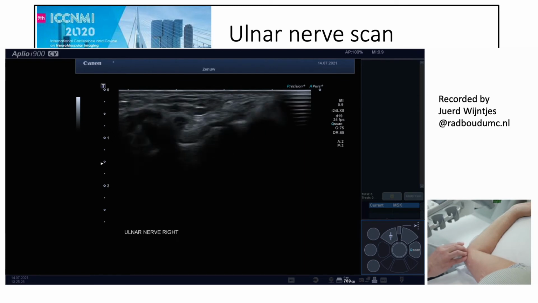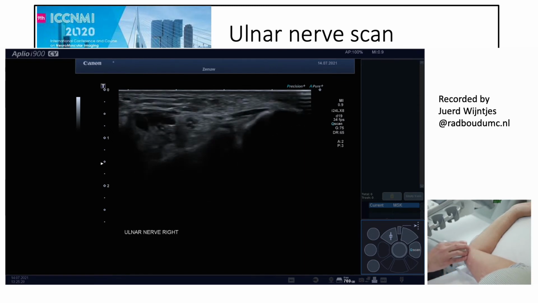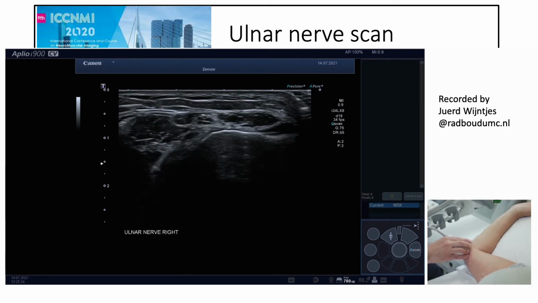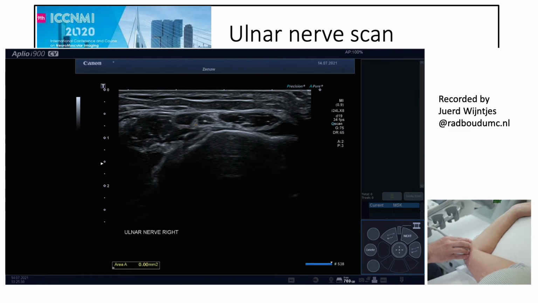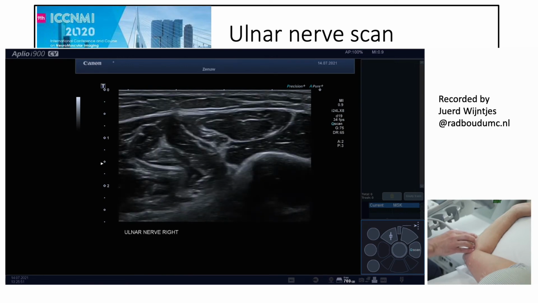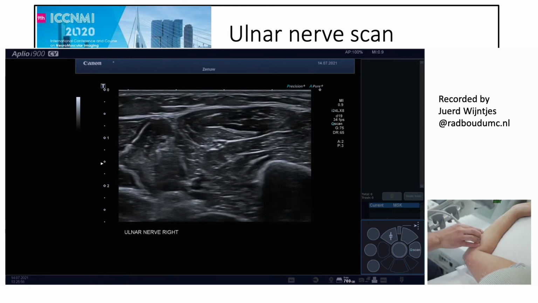And now we move distally around the medial epicondyle, and again we are there. This is the triceps muscle. These are the two heads of the flexor carpi ulnaris, and this is the place of the proximal part of the cubital tunnel. So, measurement here again. This is also the point where it is most practical to start our scanning session, because here the ulnar nerve is the easiest to identify.